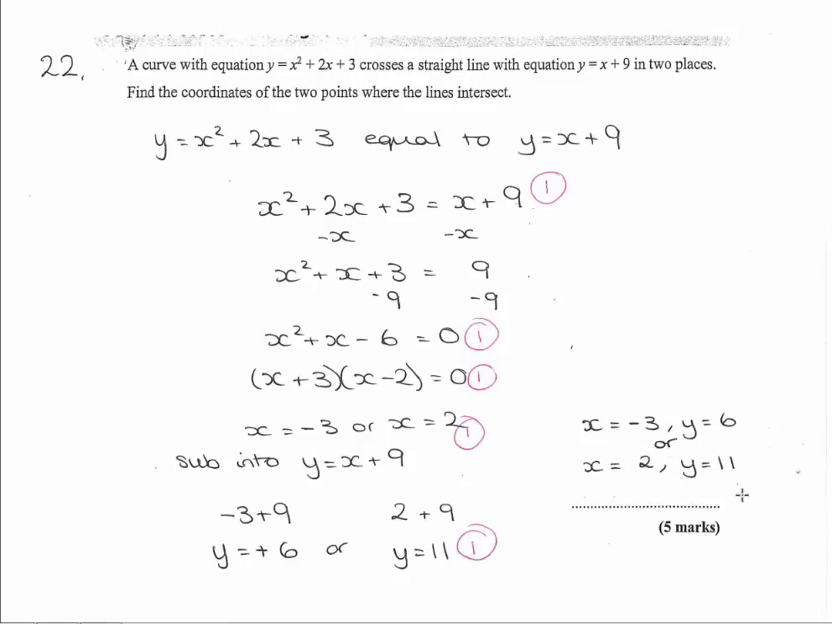So there are two places where the curves cross each other, and that's at -3, 6 and 2, 11. Okay, that last question was pretty tricky, and it's probably a grade 8, grade 9 kind of question. But if you want me to take you through it again, personally, I'm happy to do that.